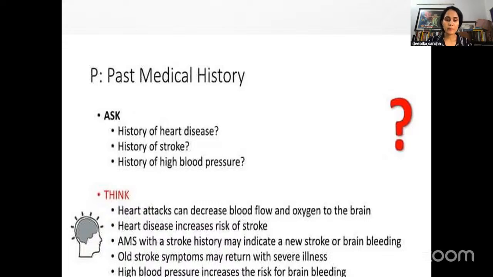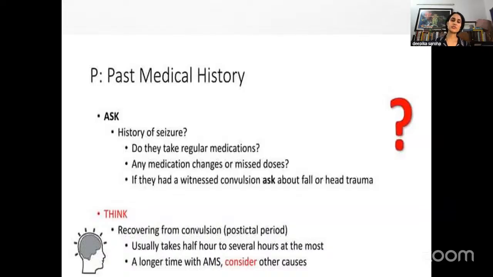Old stroke may present with severe illness, and high blood pressure may increase the risk of brain bleed. Ask whether the patient has a history of seizure or not, whether they were taking regular medications, and whether there was any medication change or missed dose. This is also very common.